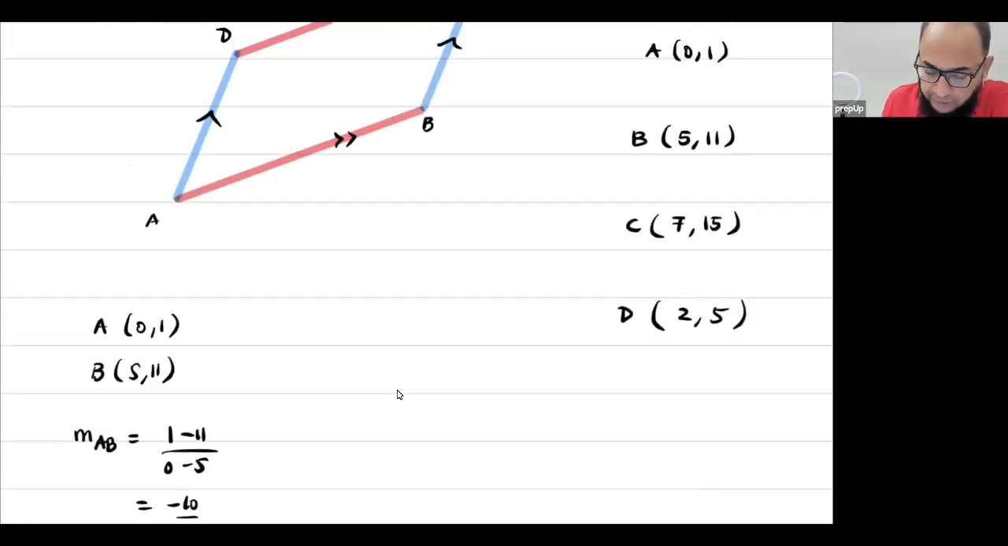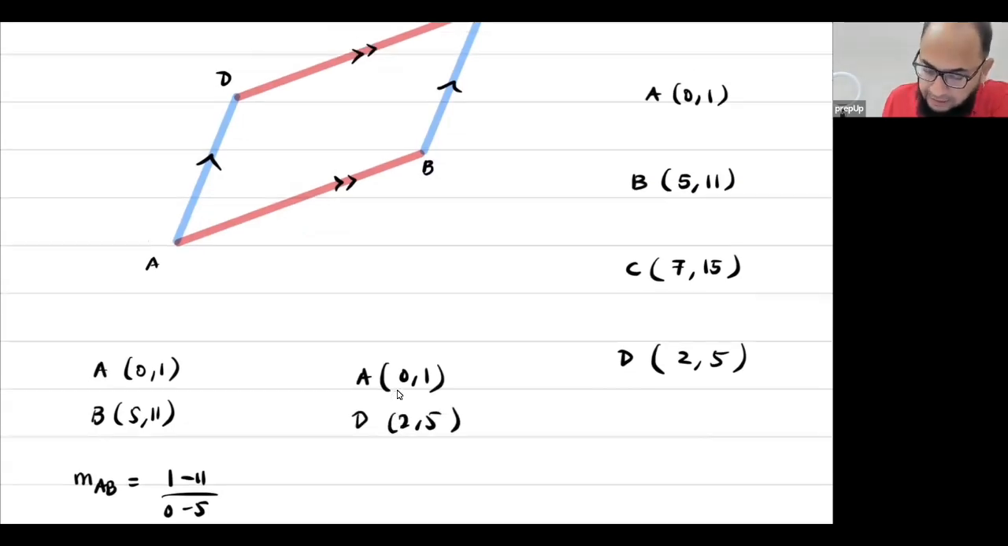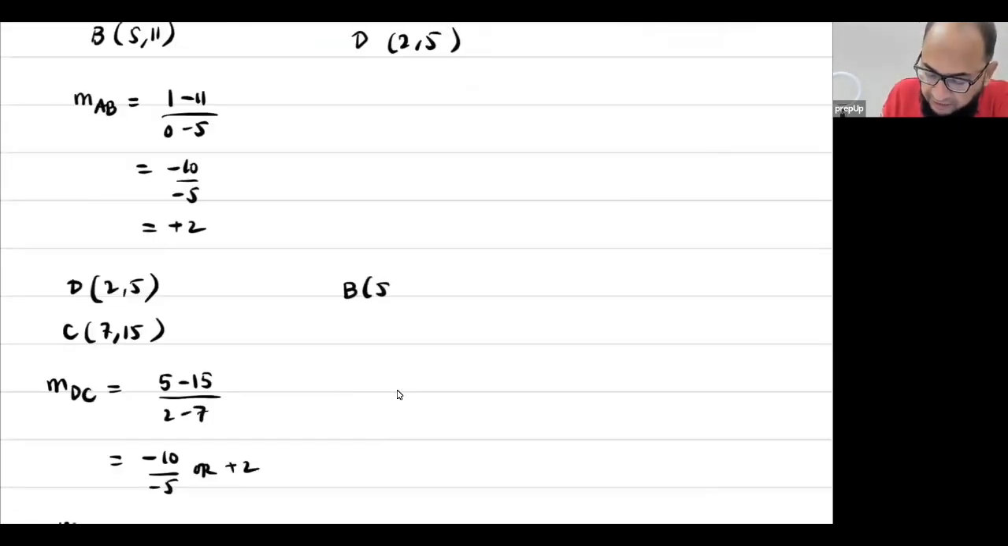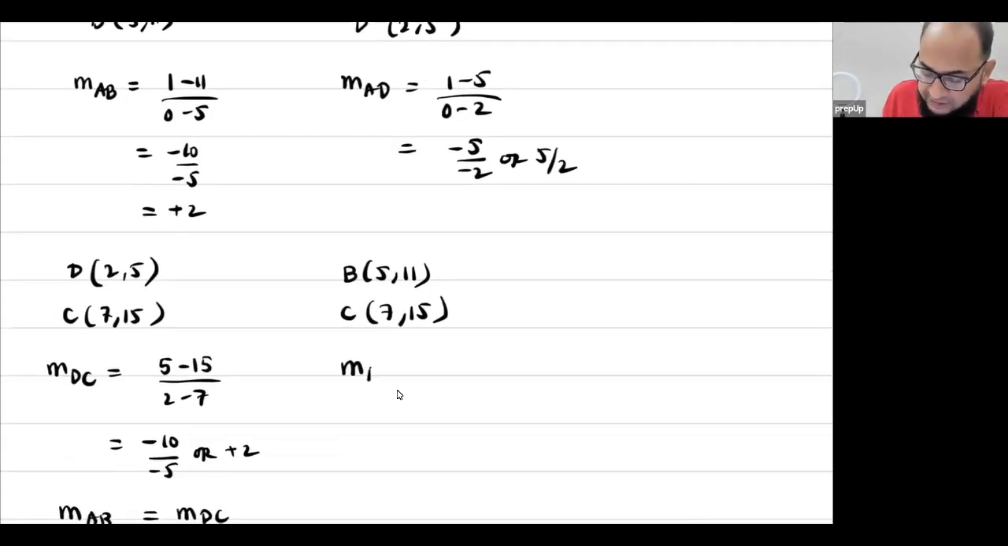Let me also work this out. AD: A is (0, 1), D is (2, 5). And BC: B is (5, 11), C is (7, 15). Let me calculate the gradient of AD, which is (1 minus 5) over (0 minus 2), negative 4 over negative 2, that is positive 2. Over here, gradient of BC is (11 minus 15) divided by (5 minus 7).